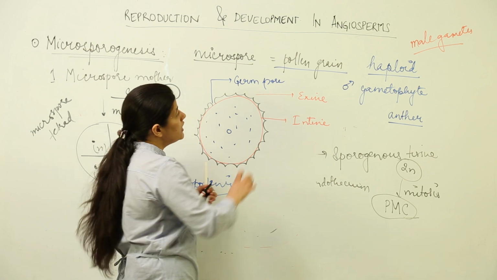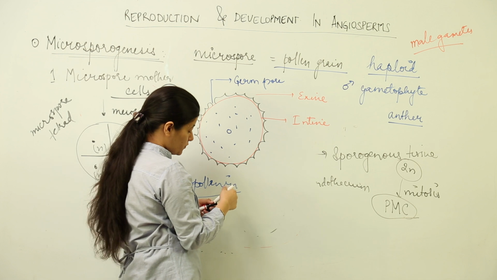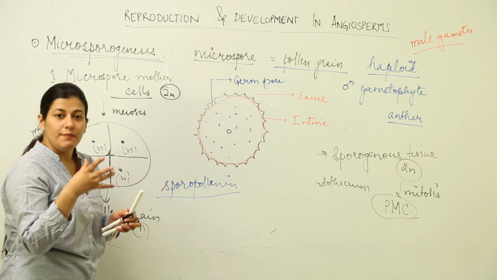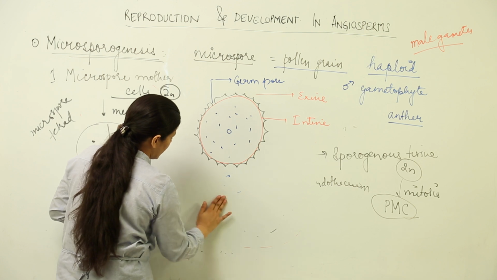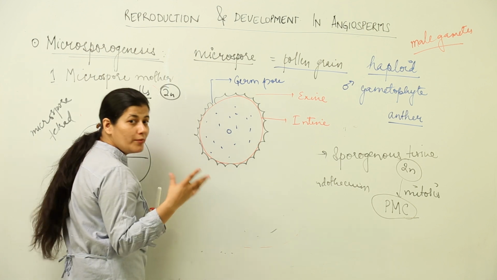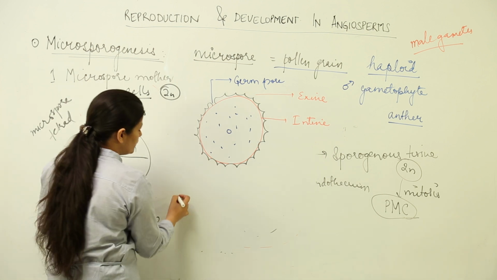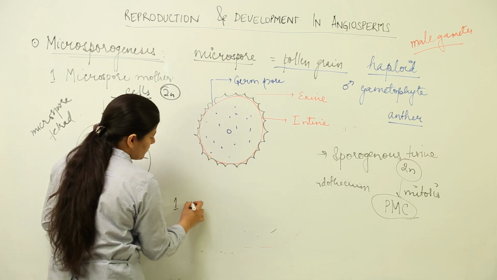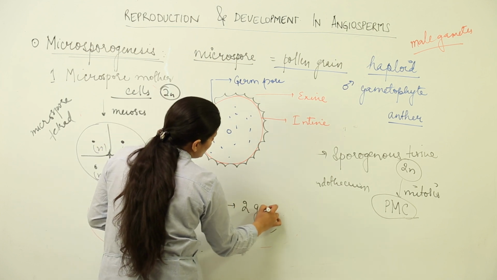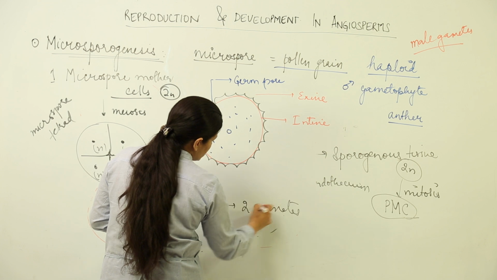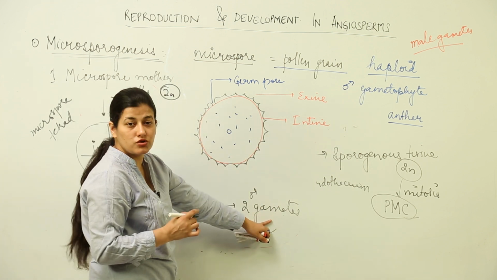This is the microspore that we had to achieve. Now, from this microspore, we have to obtain male gametes. And if you remember the introduction, we said that two male gametes are being formed. Two male gametes would be formed from one pollen. This you have to remember: one pollen would give rise to two male gametes. Of course, they would be male. One pollen is going to give rise to two male gametes.